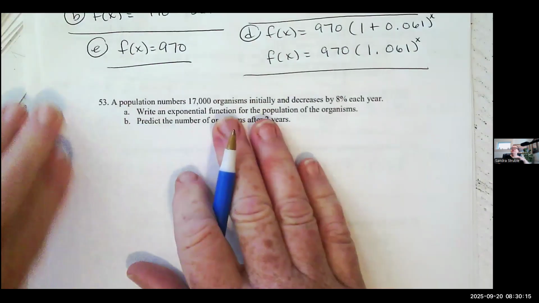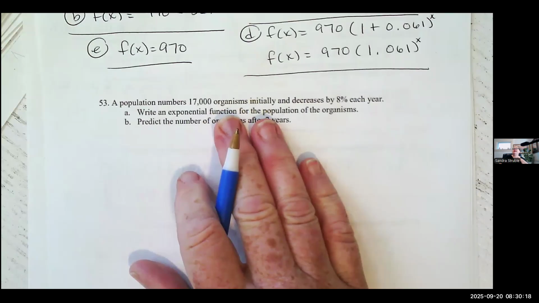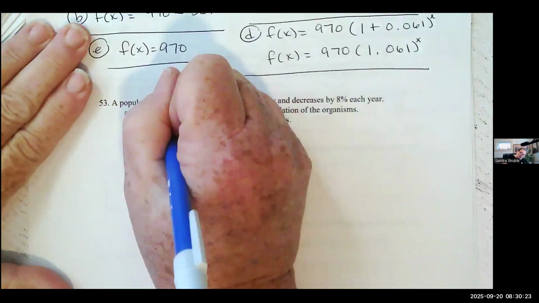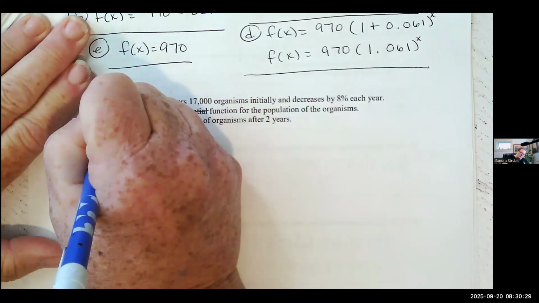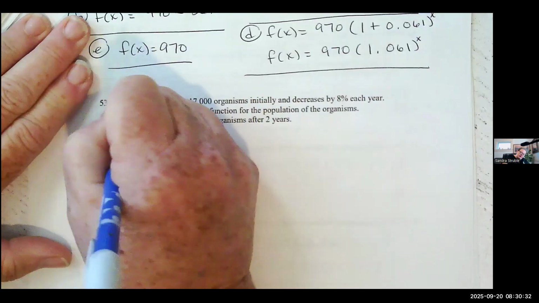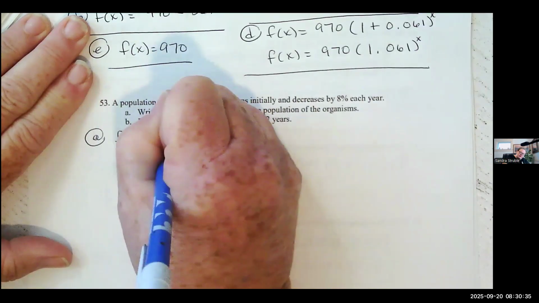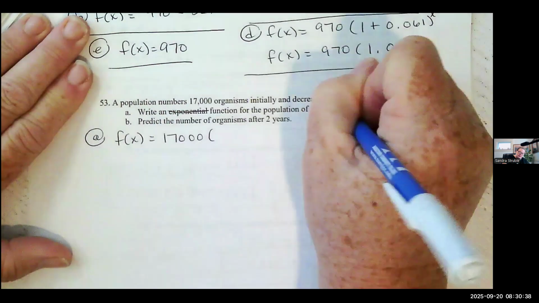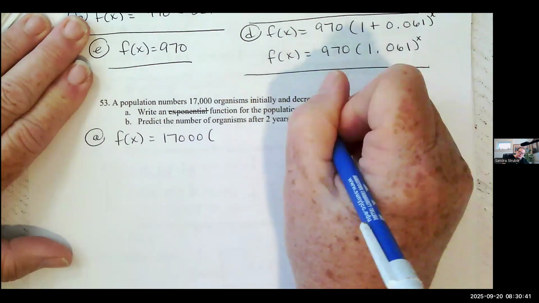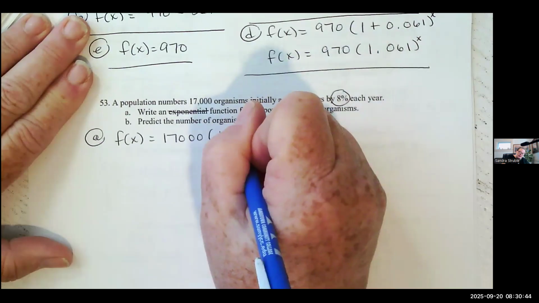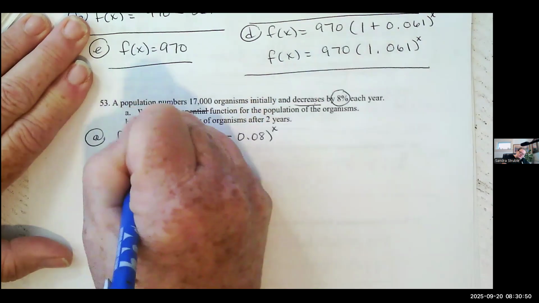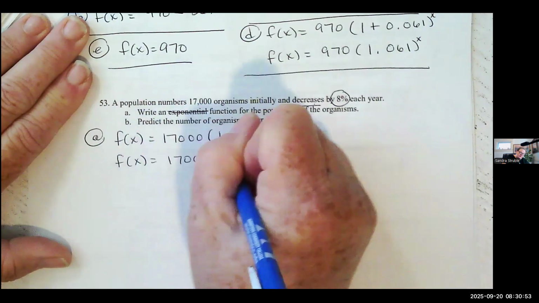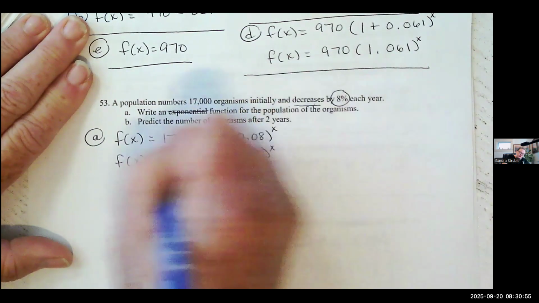The population number is 17,000 organisms initially, that's your initial value, and it decreases, so it's decaying because it's a percent each year. Write a function for the population of the organisms. So f of x, this is A, f of x, initial value is 17,000. It's exponential because it's a percent, so decaying, 1 minus 0.08, and it's per year. Simplify that. There's your answer for A.